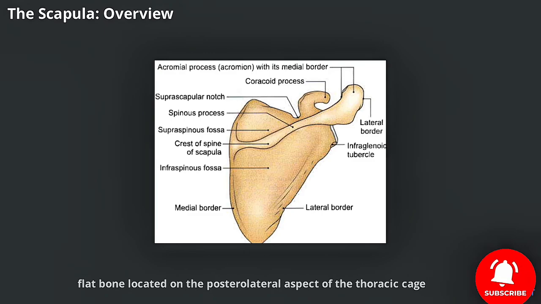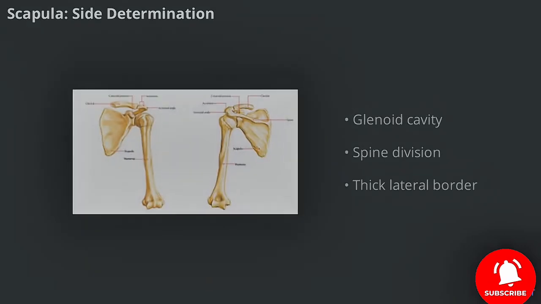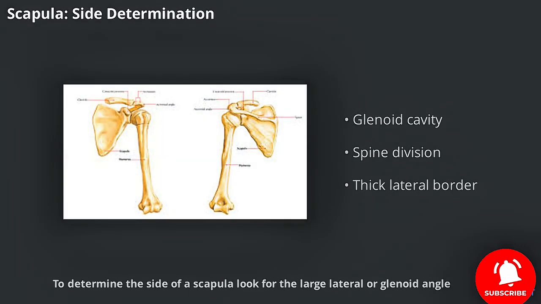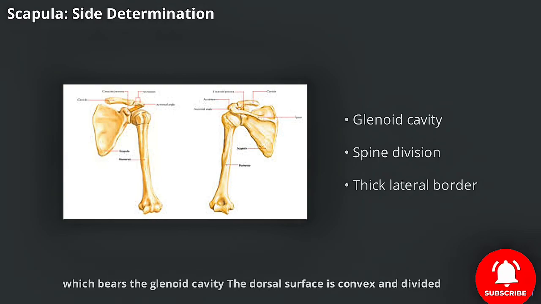It has two surfaces, three borders, three angles, and three processes. The scapula plays a vital role in shoulder movement and stability, serving as an attachment site for numerous muscles and ligaments. To determine the side of a scapula, look for the large lateral or glenoid angle, which bears the glenoid cavity. The dorsal surface is convex and divided by the spine into supraspinous and infraspinous fossae.